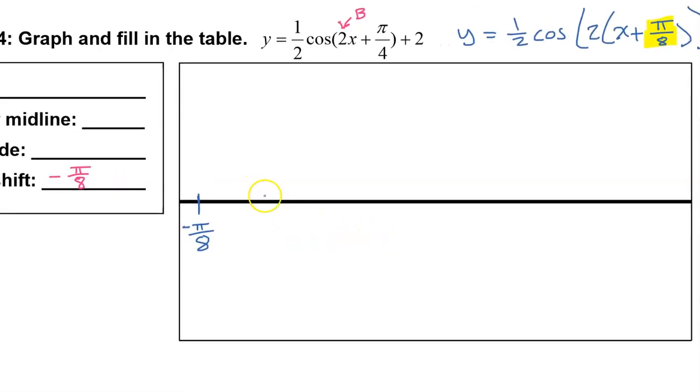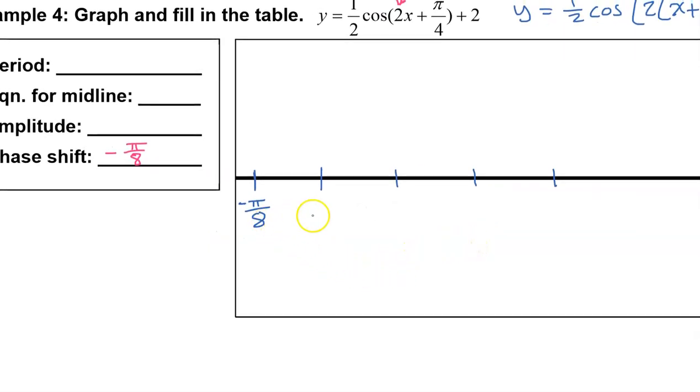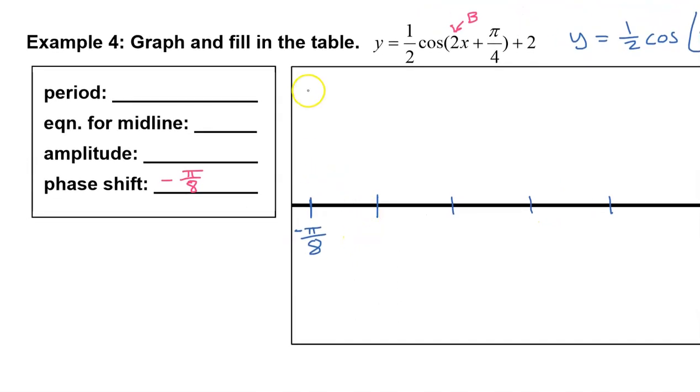Next, we will put 4 marks equally spaced on the number line. 1, 2, 3, 4. I put 4 marks because each mark represents a quarter of the period of this function. So we need to know what a quarter period is. To find that, first we need to know what the period is.